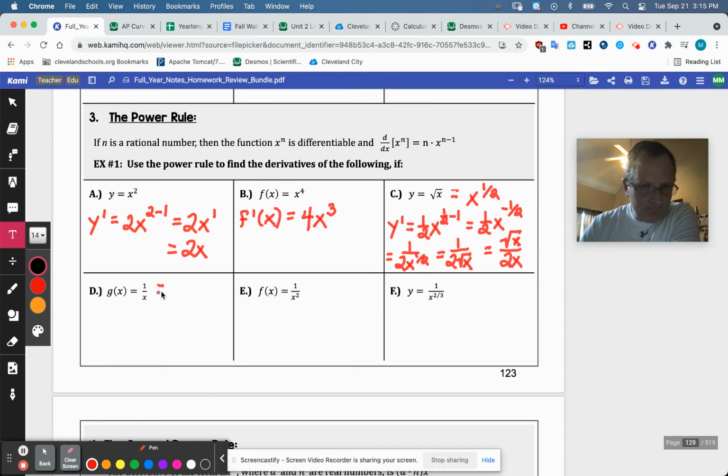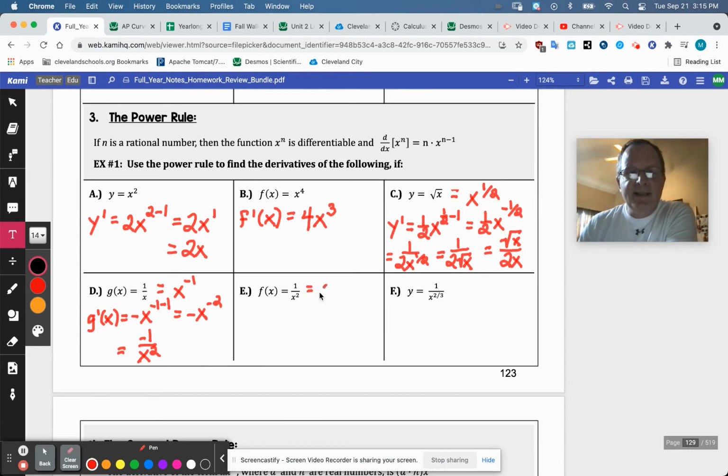Uh-oh. Got to have an exponent before we can do the power rule. Got to have a power, all right? So here we go. g prime of x is going to equal -1 x to the -1 minus 1, which is negative x to the -2, which is okay by me, but you might see this as -1 over x squared. This is the same as x to the -2.